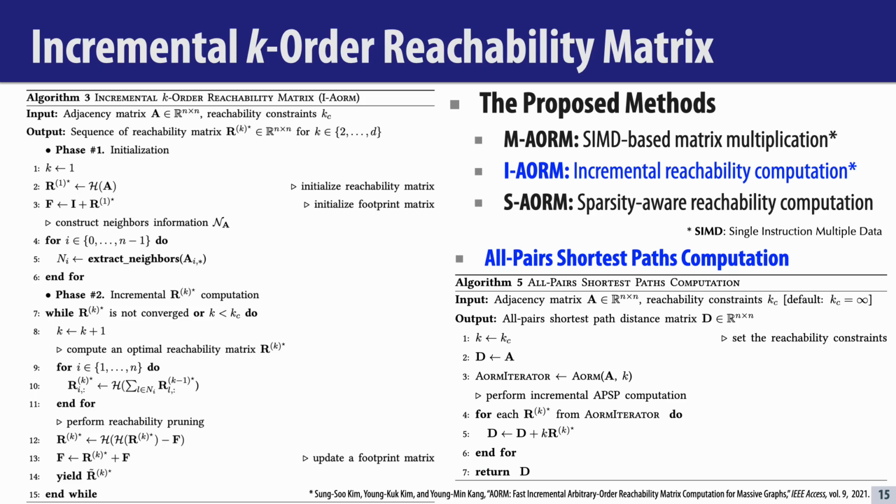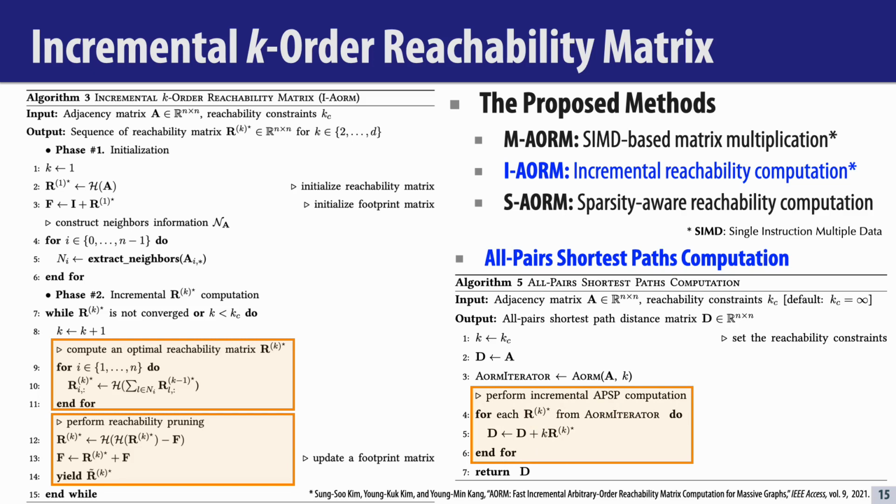Now let me explain the IAORM algorithm. IAORM also consists of two phases. In the incremental reachability computation phase, based on neighborhood information N_A, the algorithm performs the computation of an optimal reachability matrix with reachability pruning. The pseudocode in the algorithm on the right shows how we compute all pairs shortest paths using AORM. Here, D denotes the all pair shortest path distance matrix. The algorithm incrementally computes the APSP distance matrix according to the reachability constraint. The time complexity of exact APSP is on the order of NMD, where D denotes the diameter of a graph.